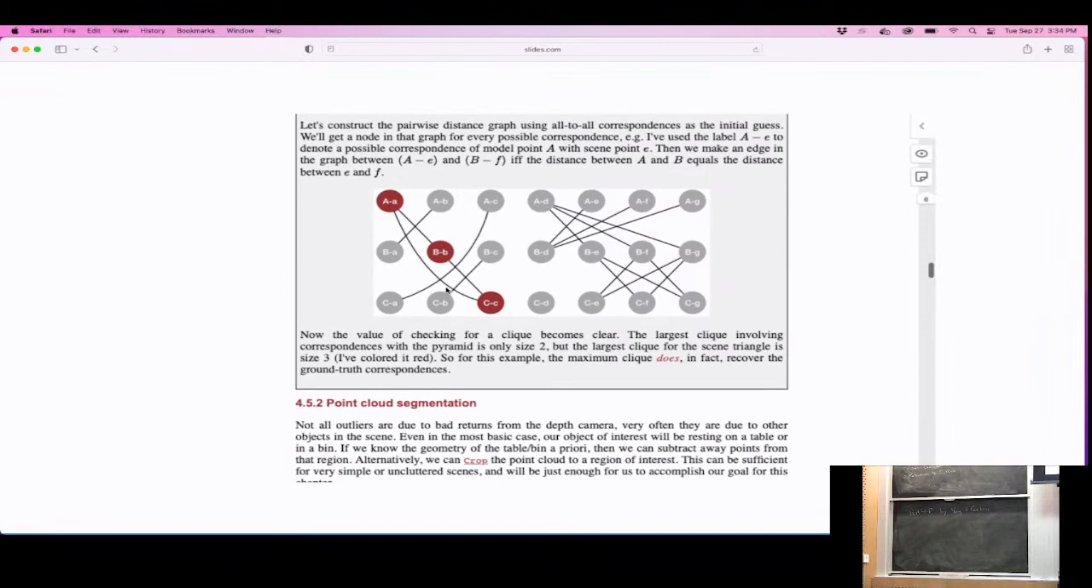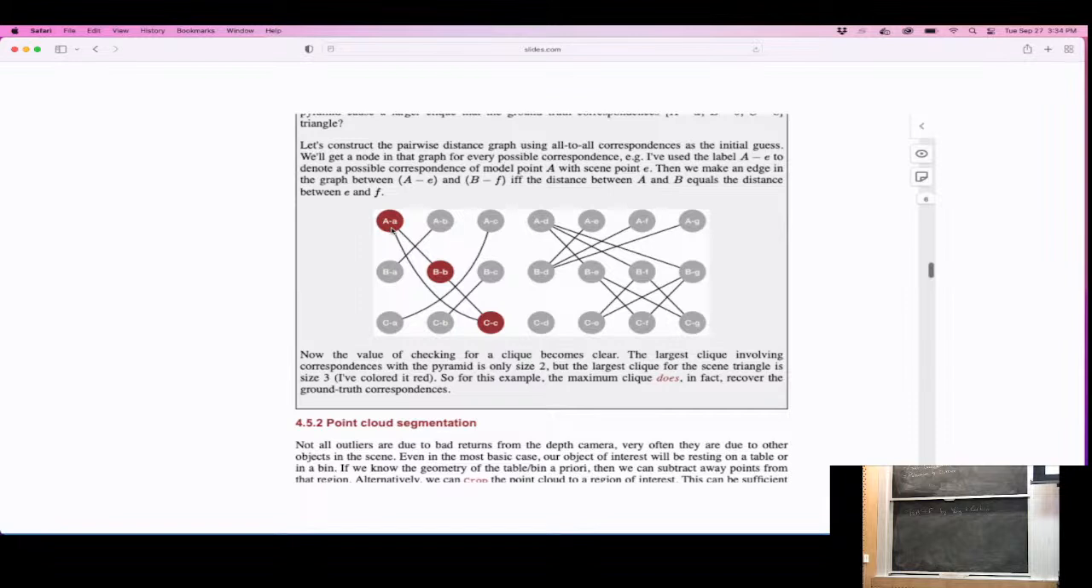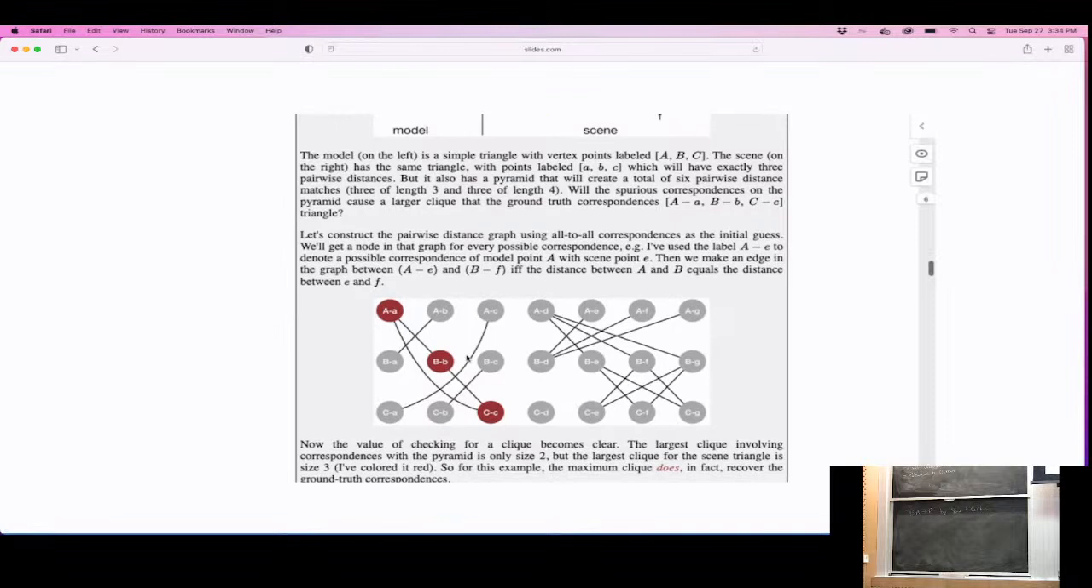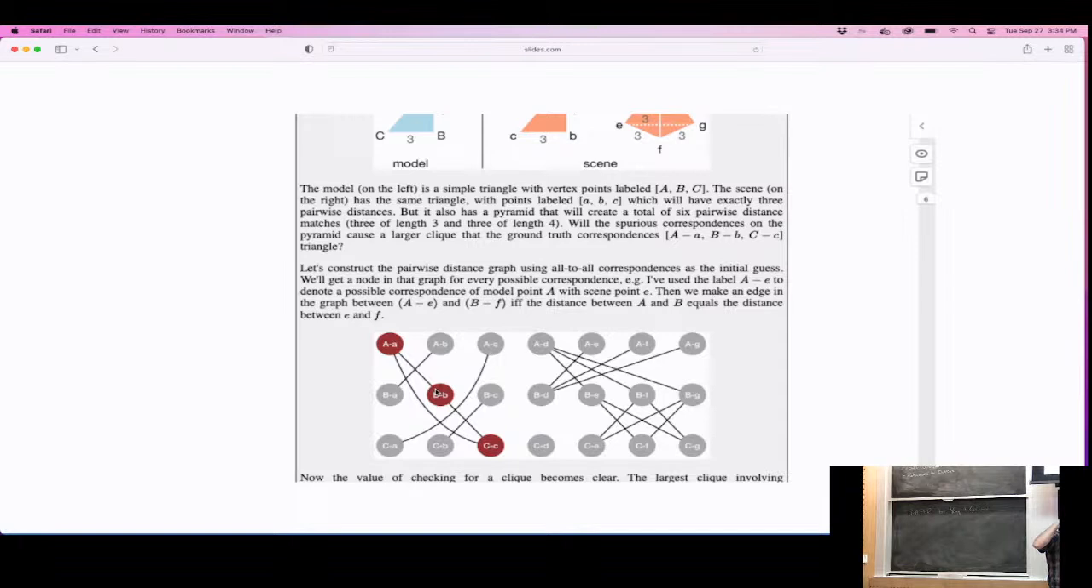Okay, so we're going to make a node here. If point A in the model corresponds to A over there, or if A corresponds to B over here, each of these circles, each of these nodes in the graph, is one possible correspondence from model to scene. Okay. An edge in the graph happens if the pairwise distances match.